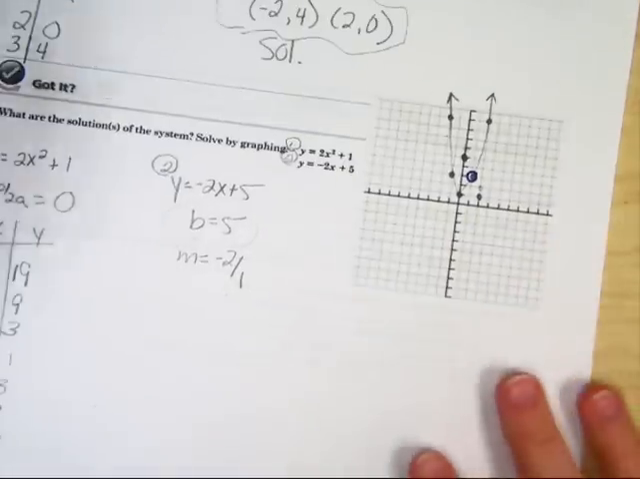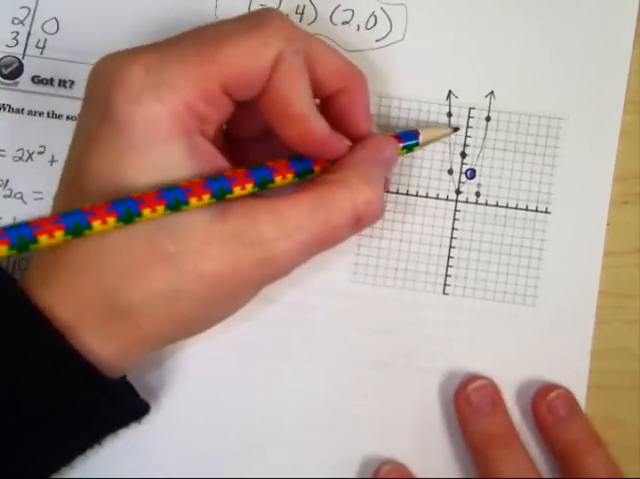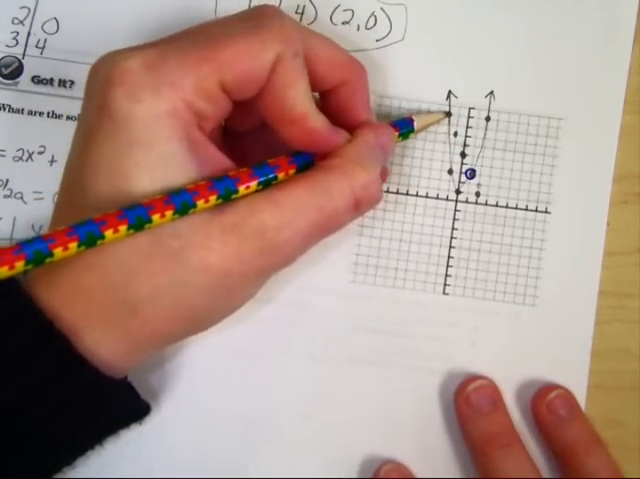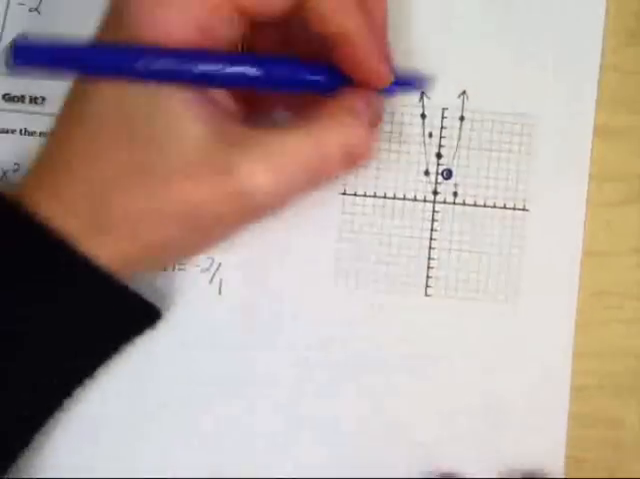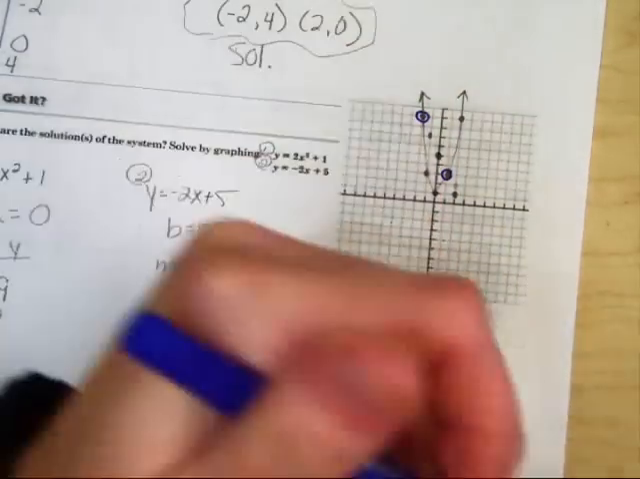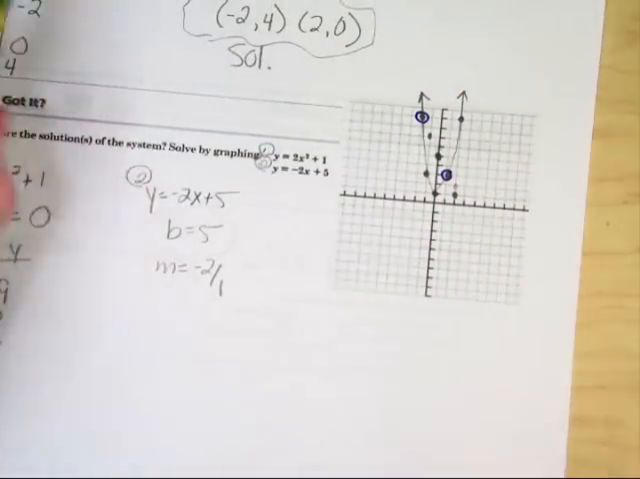Now since we hit, let's go the opposite way. Up 2, left 1. Look again, you hit at a perfect point. Connect your straight line.